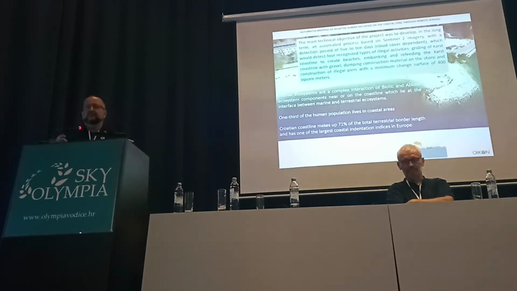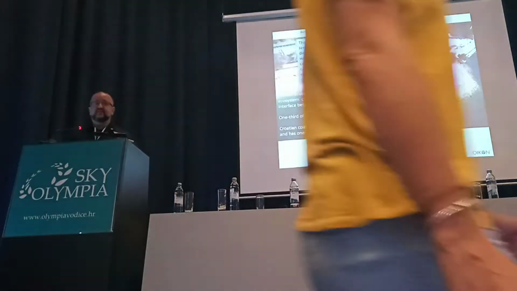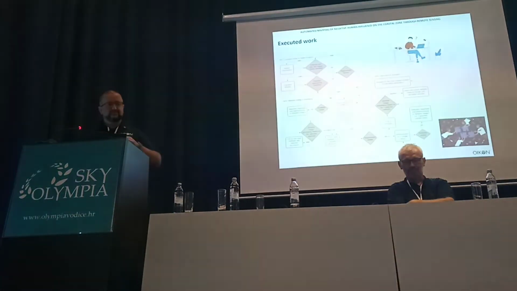But we didn't want to go so broad, so we decided to bring it down, and we actually had 4 implementations. We were interested in ridging of the karst coastline to create beaches, which you would never see here on the Croatian coastline. Then embanking and refeeding of the karst coastline with gravel, dumping construction material on the shore, and of course the least expected one, construction of illegal piers around our beautiful coastline. So this is me swimming around on a summer night thinking about this wonderful topic.